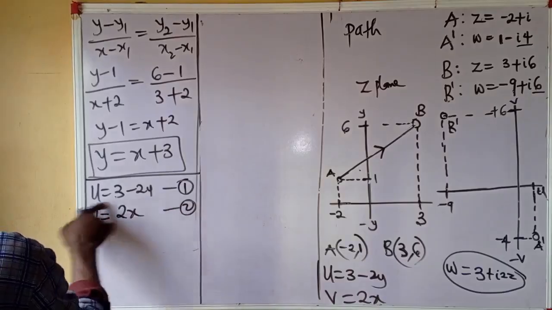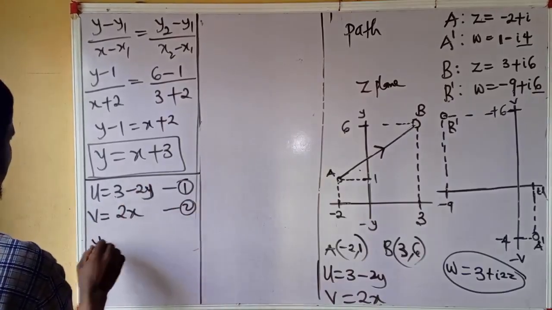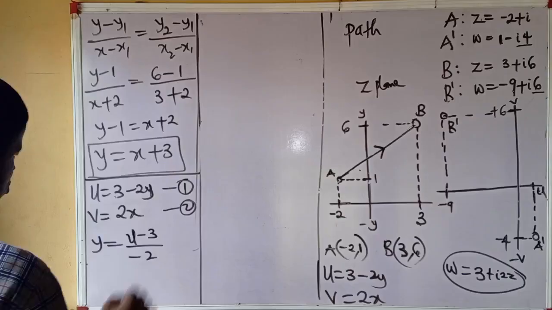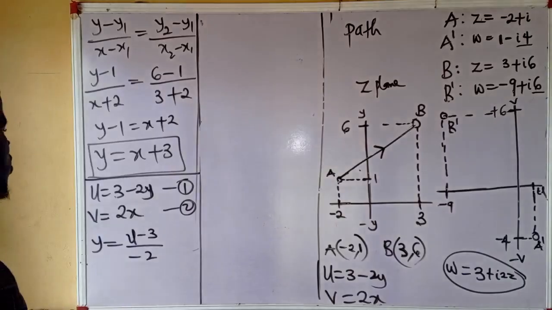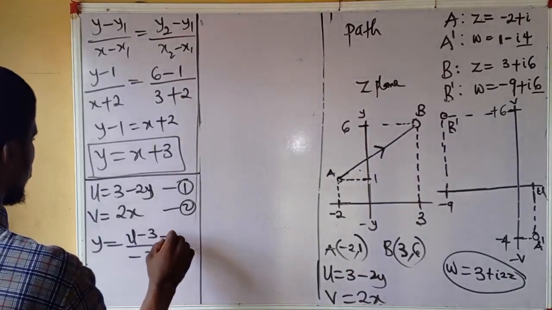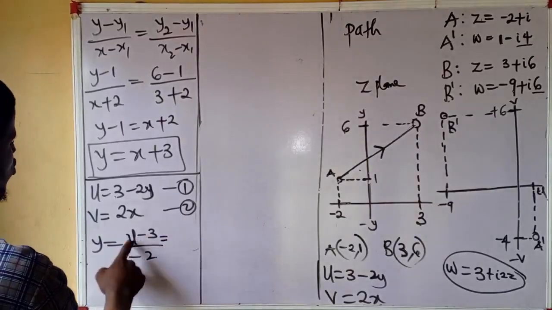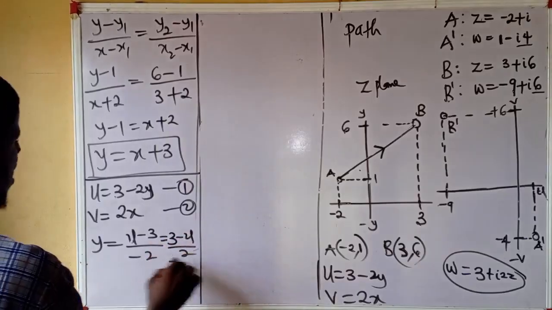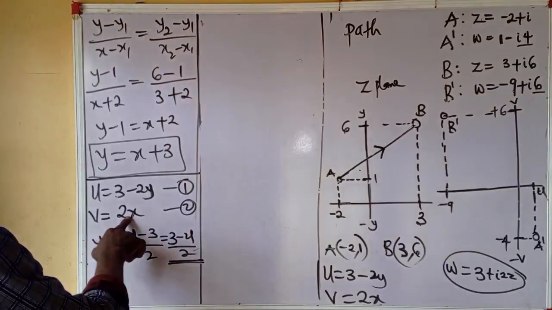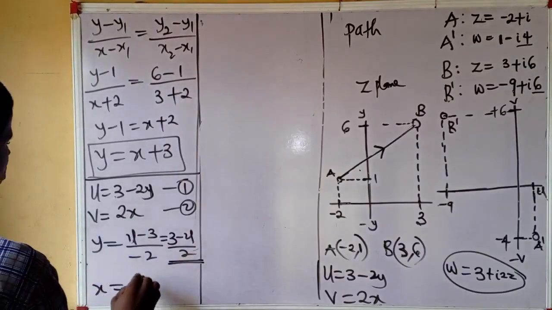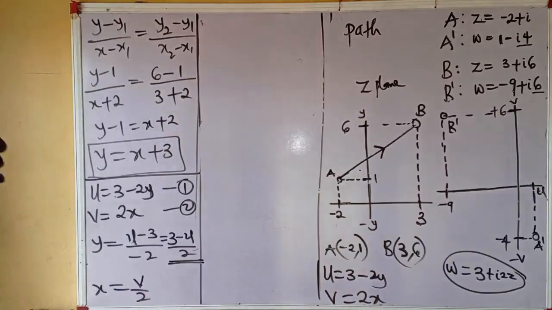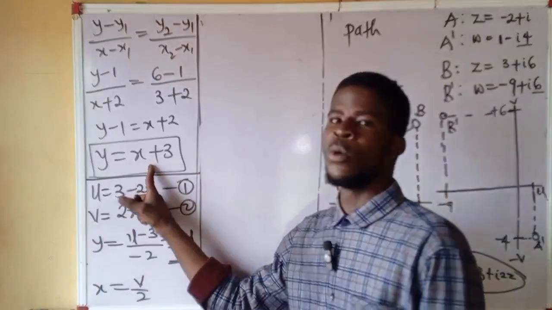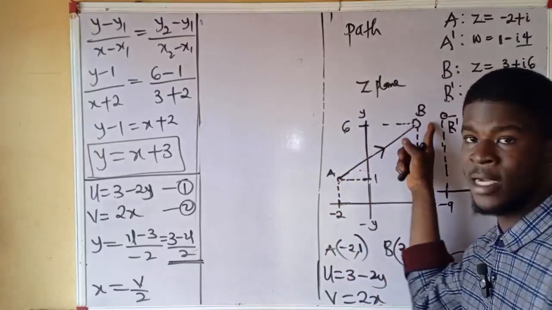From this equation 1, y is equal to (u minus 3) over minus 2, right? If we make y the subject of the formula, the minus will go up to times this 2 to give us (3 minus u) all over 2. So this is what y is equal to. From equation 2, x is equal to v over 2. This is the rationale. When we got to this point, we determine the Cartesian equation of AB, right?